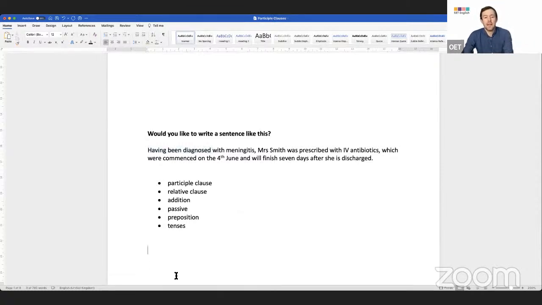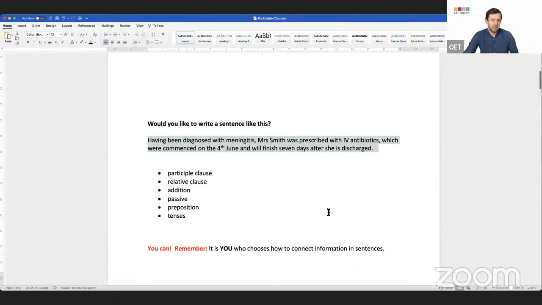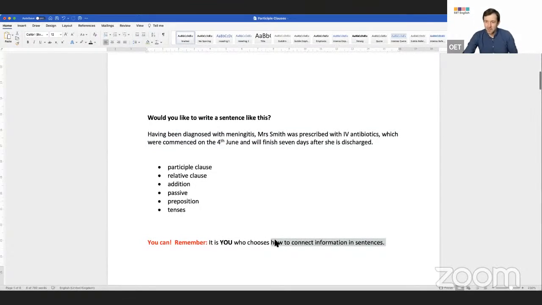Now I've got this little encouraging, motivating sentence here. You can do this. There's no reason why you can't do it. Everyone in this room has complicated thoughts every day, every moment. Everybody here is capable of thinking this. In your own language, you'd write this sentence without even thinking about it. I want you to do it in English, and you can, okay? Because it's you who chooses how to connect information. You've got the ideas, you then need to get them onto the paper. So let's go and have a look at participles and participle clauses.